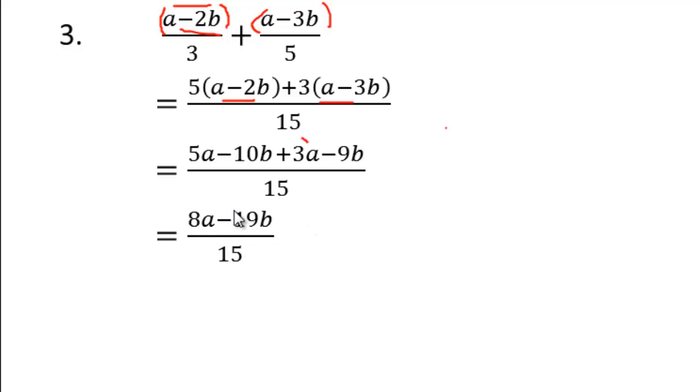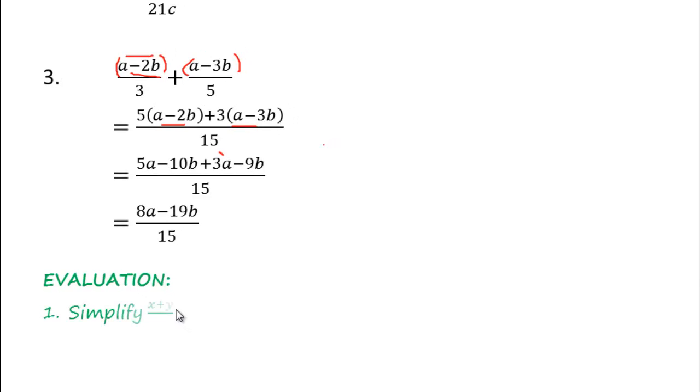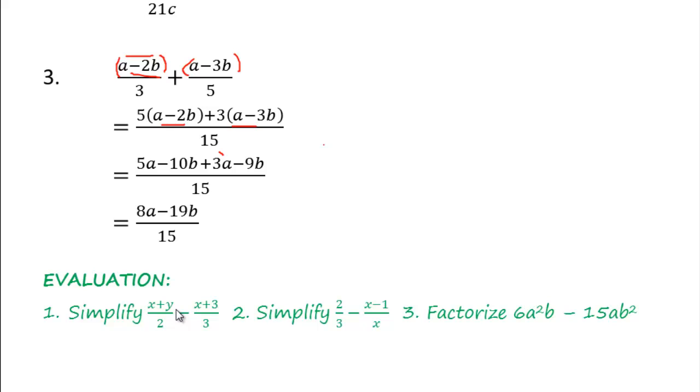There's no number common, there's no alphabet common. That means the final answer is (8a minus 19b) divided by 15. Now, this is your evaluation very quickly. You can simplify this question 1, 2, 3, 4, and 5. That is what you are going to do.